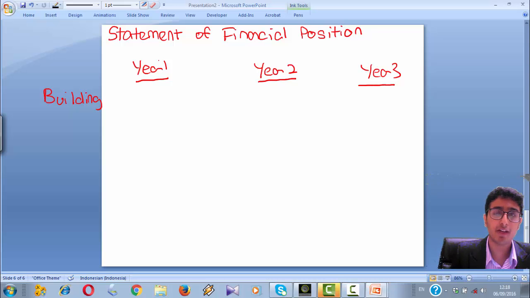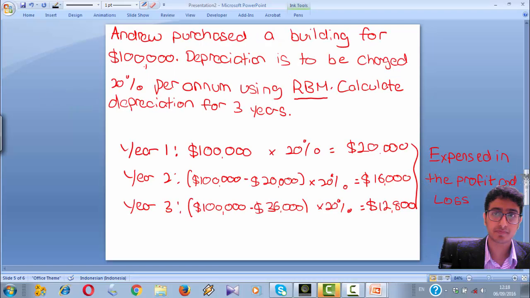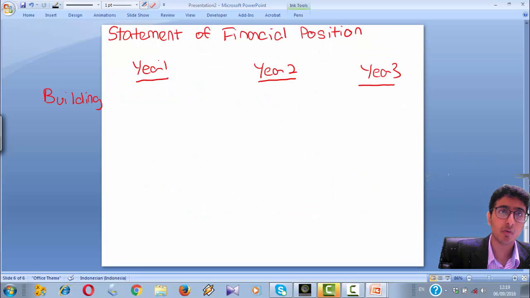Now, in the statement of financial position, we always value property, plant, and equipment at their carrying value. Okay, carrying value will be cost minus accumulated depreciation. In year 1, my cost is $100,000. My accumulated depreciation will be $20,000. This means in year 1, I will value my building at $80,000.